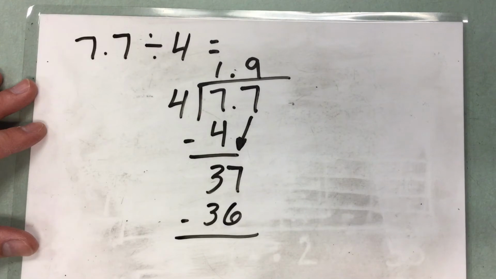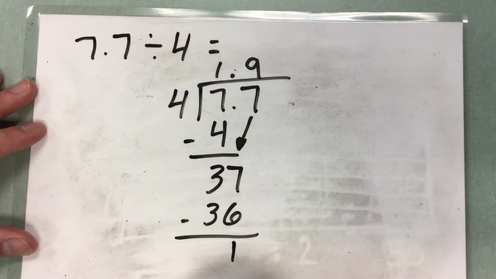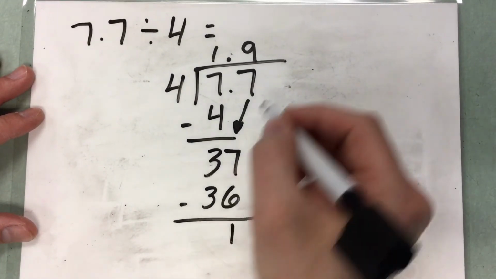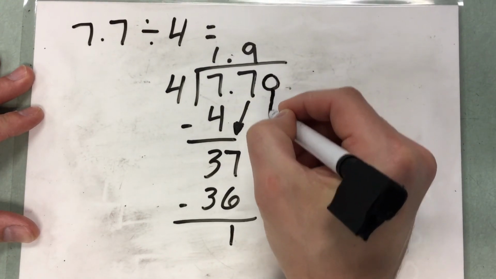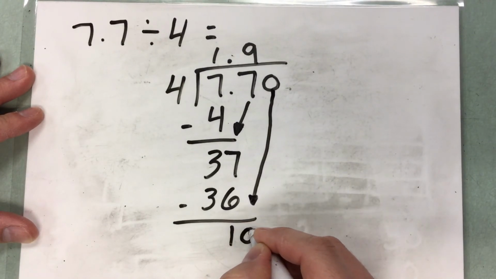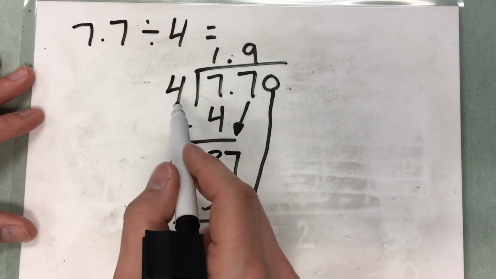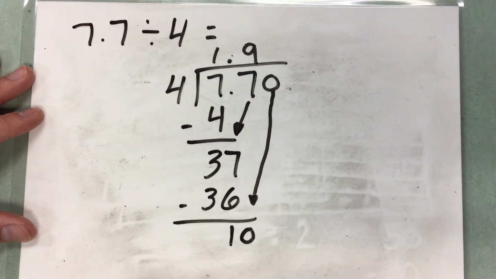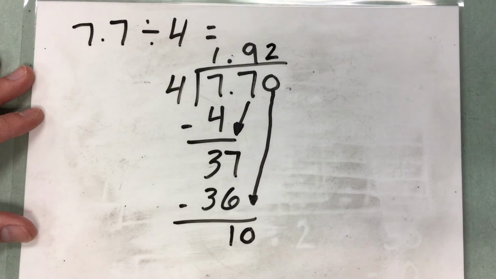How many tenths would I have remaining? I would have 1/10 remaining. Now, we've learned today that we're not going to use remainders. We're going to add a 0 to the end of this number, which represents that when we unbundle that 1/10, it becomes 10 hundredths. When I divide 10 hundredths into groups of 4, how many would each group get? Each group would get 2 hundredths.